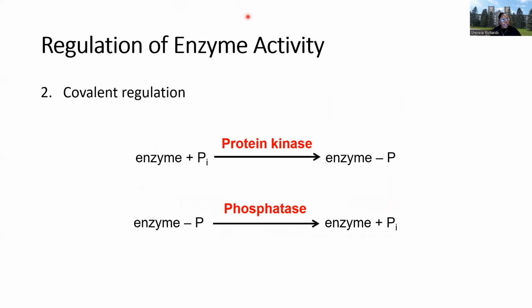Okay. The third, or sorry, still on the second method here, the covalent regulation. This is a classic example of covalent regulation. So we've got our enzyme, we've got a phosphate, which is that chemical group. It's going to bind to the enzyme, and it's actually going to tell protein kinase to proceed with the reaction, to drive the reaction in the forward direction. On the other end, you would have the enzyme and that phosphate as well.